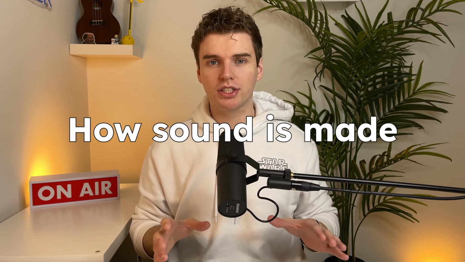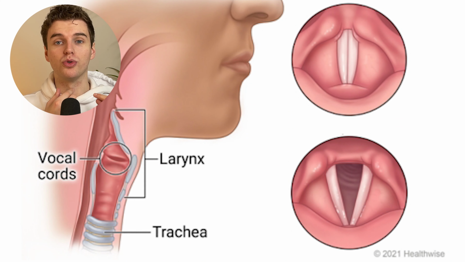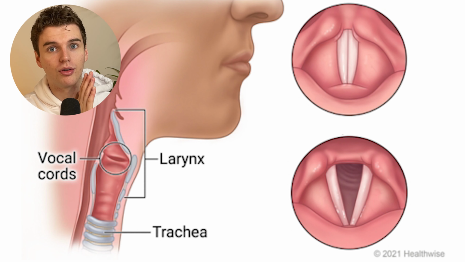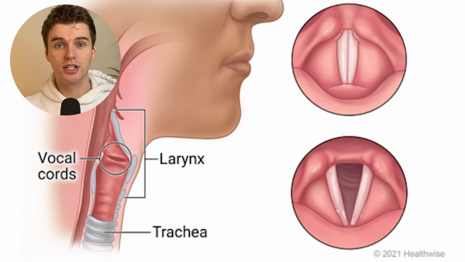Before we talk about how to extend your vocal range, I just want to quickly touch on how sound is made. Sound is created at the vocal folds, which are housed in the larynx. Our vocal folds, sometimes called vocal cords, but more appropriately called vocal folds, can open and close. When they're closed, they buzz together and create sound. So as I'm speaking to you right now, my vocal folds are closed. I'm moving air through them and then they're buzzing and making sound.